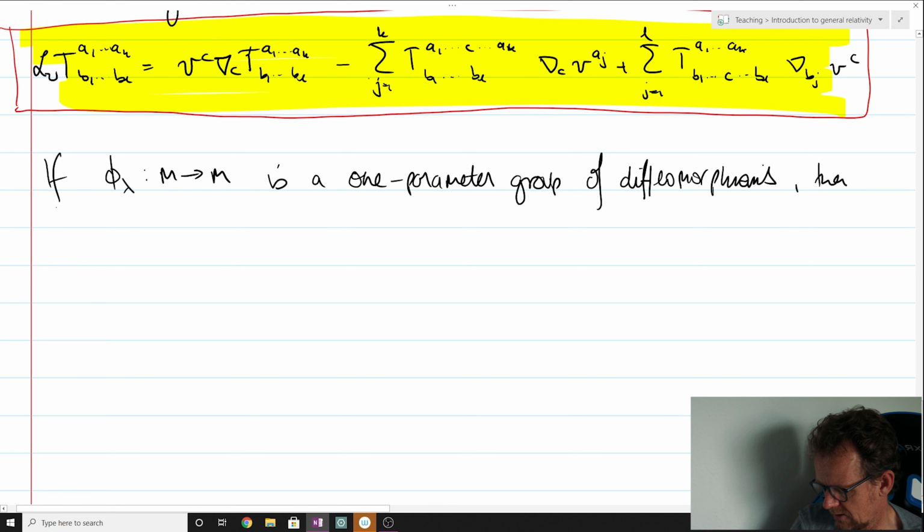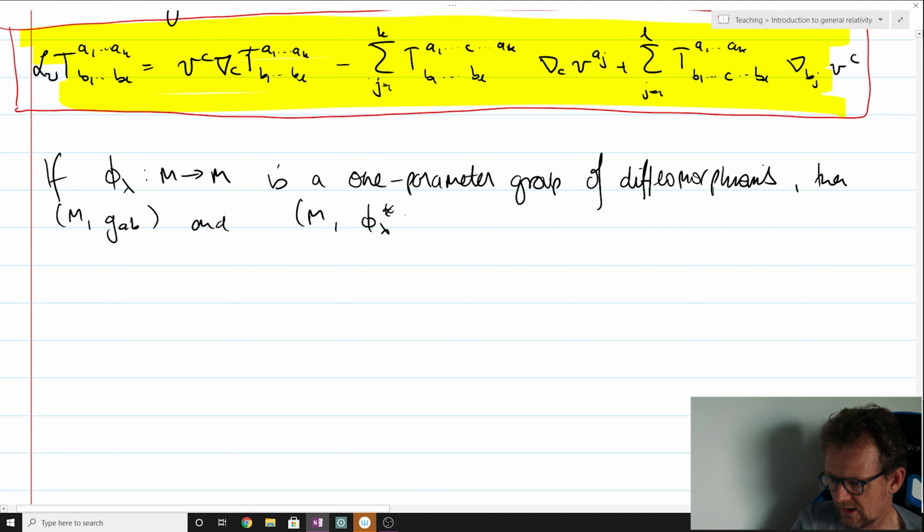then, as I argued just before, M with the metric and all the other tensor fields, and M with phi_lambda star applied to the metric, right? M is the same. We're applying a diffeomorphism from the manifold to itself. These two pairs represent the same spacetime.